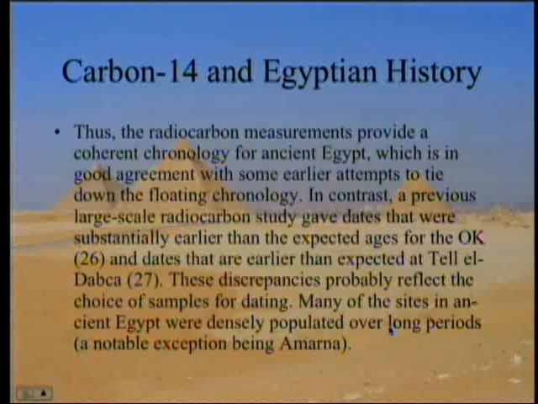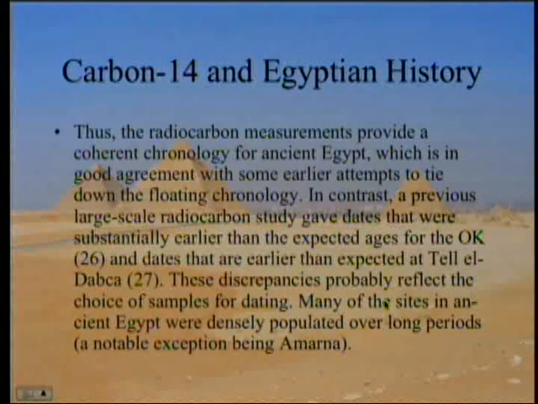Thus, the radiocarbon measurements provide a coherent chronology for ancient Egypt, which is in good agreement with some earlier attempts to tie down the floating chronology. In contrast, a previous large-scale radiocarbon study gave dates that were substantially earlier than expected ages for the Old Kingdom and dates that are earlier than expected at Tel El Daba. And I should have put that up in a smaller case supra. That's an ayin, or whatever the Egyptian equivalent is.